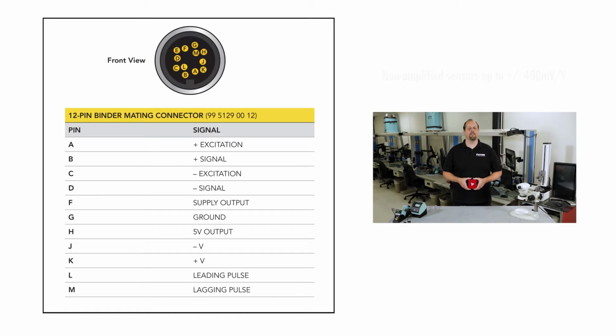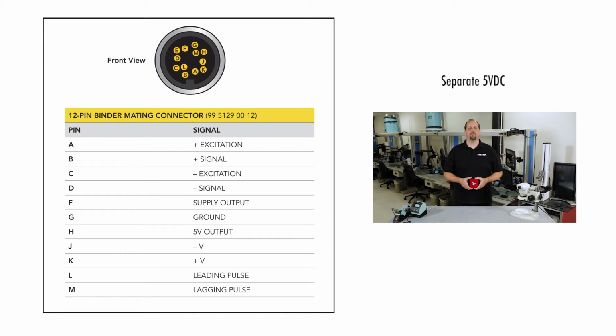For sensors with an amplified output, pins F, supply output, and G, ground, are used to supply power. The instrument can supply a voltage up to 24 volts DC at 1 watt. Pins J, minus V, and K, plus V, are utilized to connect the amplified output of the sensor to the USB device for both a voltage and current output sensor.